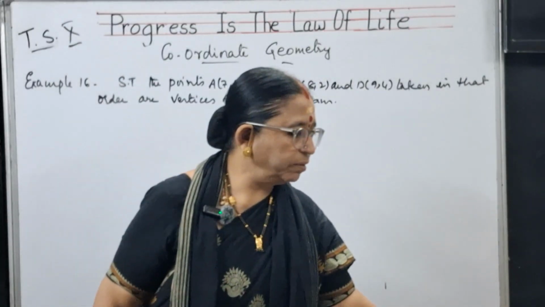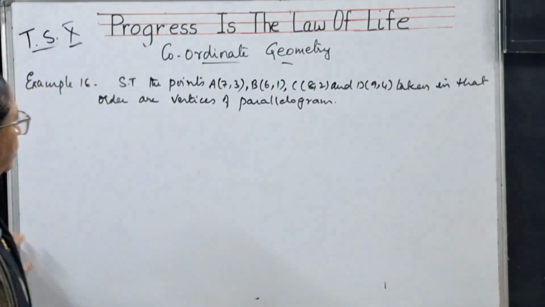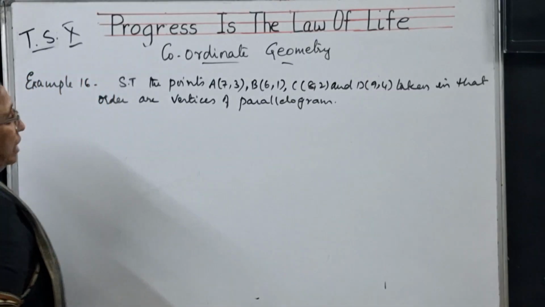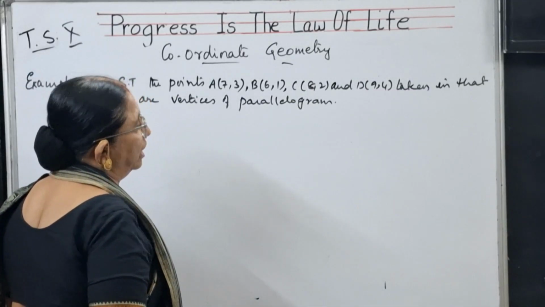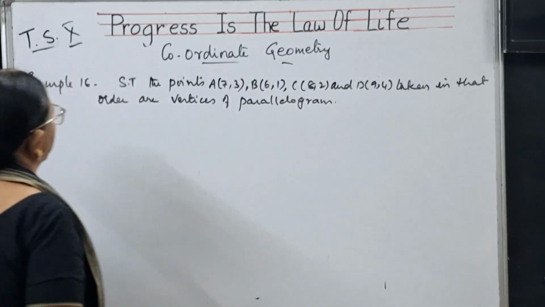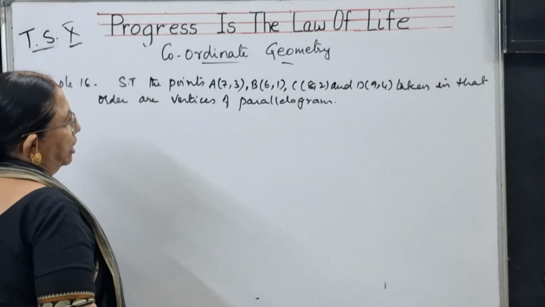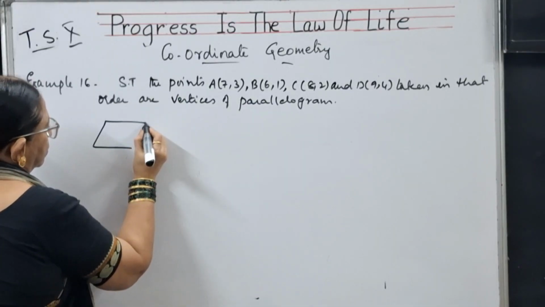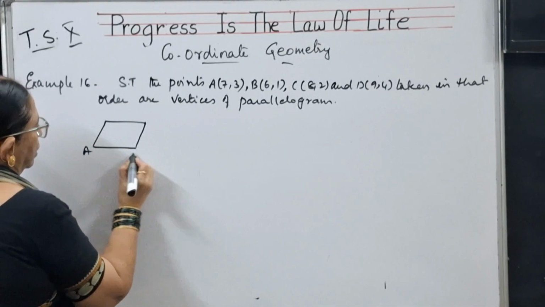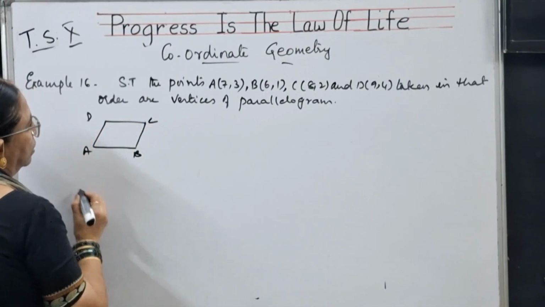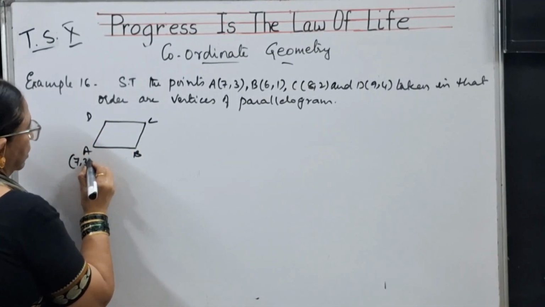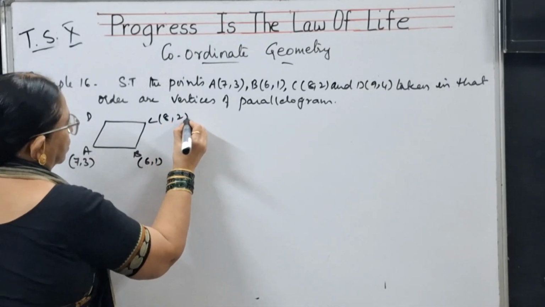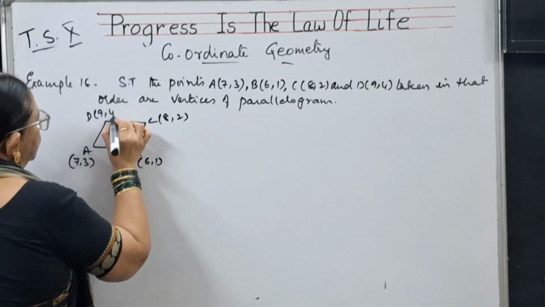Now, children, the next one, example 16. Show that the points A(7, 3), B(6, 1), C(8, 2), and D(9, 4), taken in that order, are vertices of a parallelogram. So, let us first draw a parallelogram. This is A, B, C, D. Coordinates of A is (7, 3), B is (6, 1), C is (8, 2), D is (9, 4).